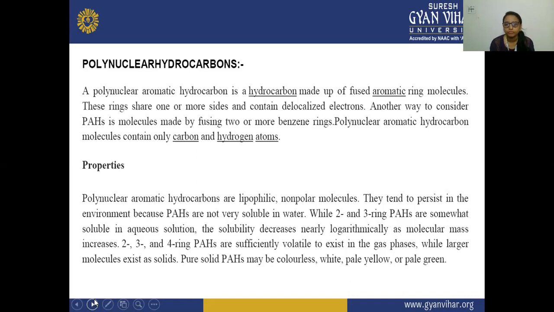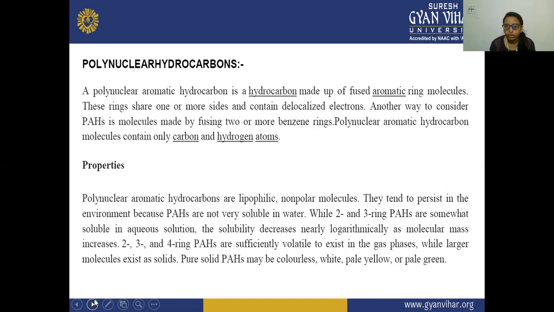So another way to consider this PAH molecule is that these are made by fusing two or more benzene rings, from one side or from another side, from one or more sides of the benzene rings. And these polynuclear aromatic hydrocarbons contain only carbon and hydrogen atoms. Means these hydrocarbons contain only carbon and hydrogen, and these are in the form of an aromatic ring, and that is why they are known as polynuclear hydrocarbon.